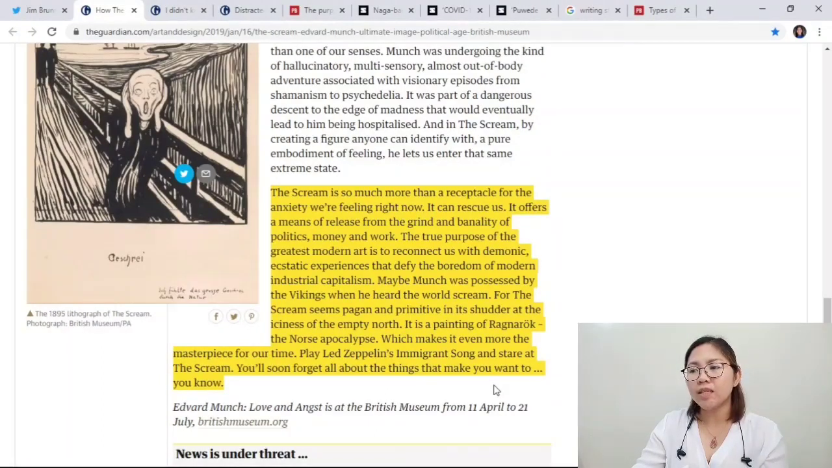For the Scream seems pagan and primitive in its shudder at the iciness of the empty north. It is a painting of Ragnarok, the Norse apocalypse, which makes it even more the masterpiece of our time. Play Led Zeppelin's Immigrant Song and stare at the Scream. You'll soon forget all about the things that make you want to scream. And that ends the article.